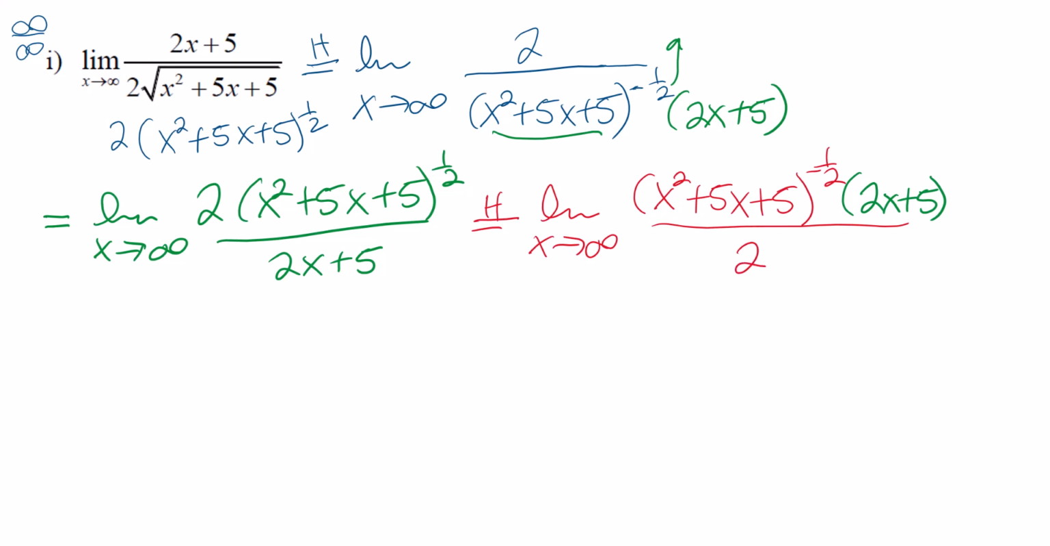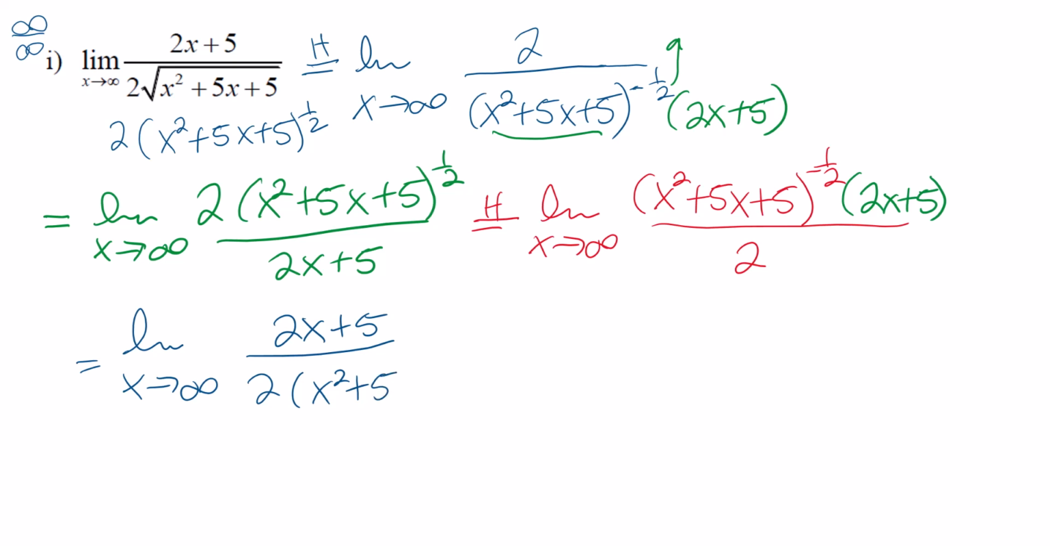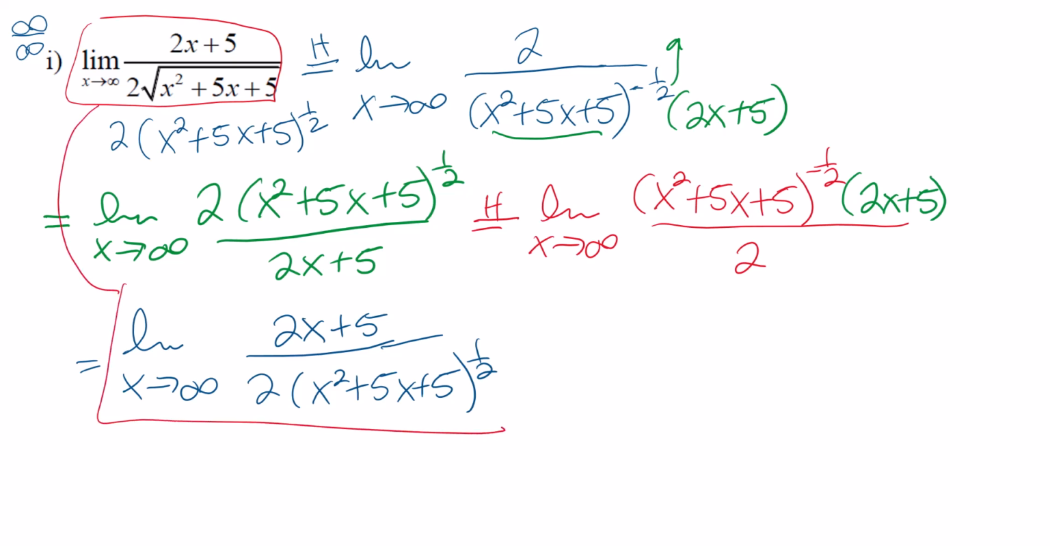Okay, now we're going to express that without a negative exponent. And so we'll move that down to the bottom. So the numerator is 2x plus 5, and the bottom is 2 times x squared plus 5x plus 5 to the 1/2. Hey, wait a minute though. That is actually just what we started with, and if we rewrote this as a radical, it would be the square root. We are back to where we started.